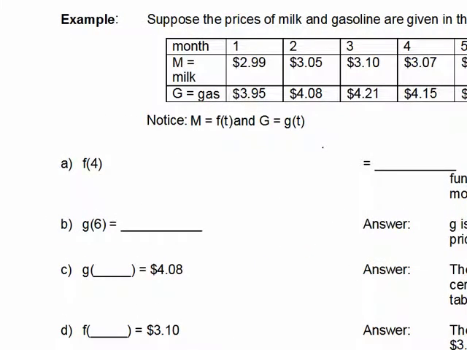So our input each time to start with will be the month, and then we have two functions. One is the milk function, the other is the gas function. Suppose I wanted to compute F at 4.